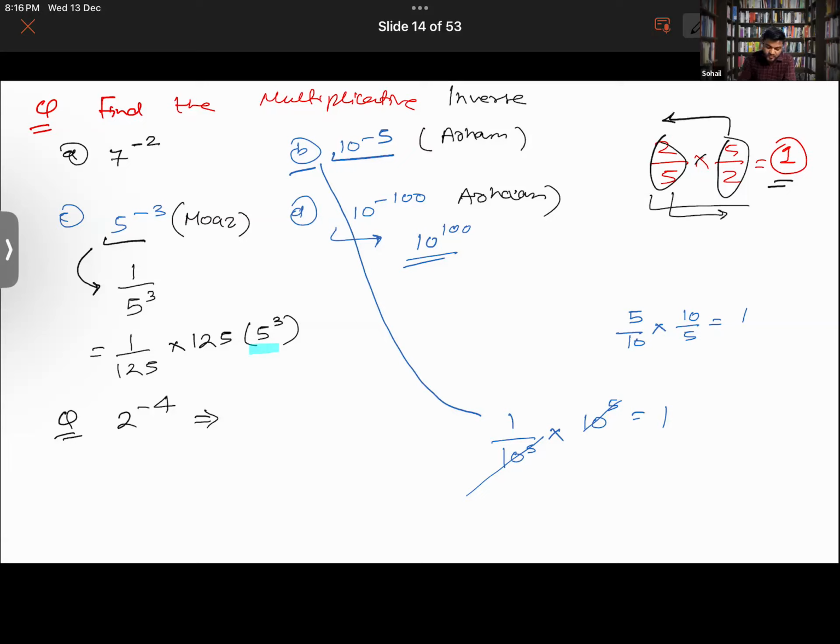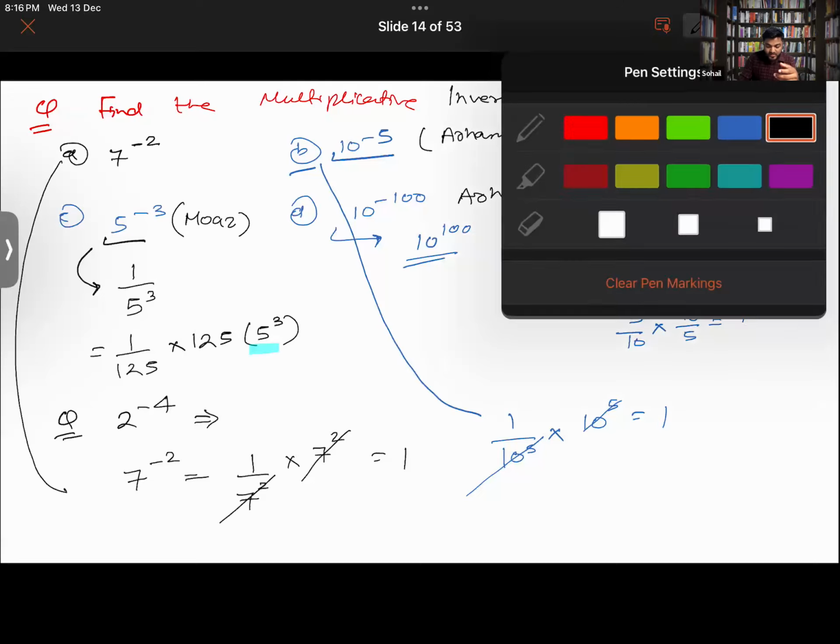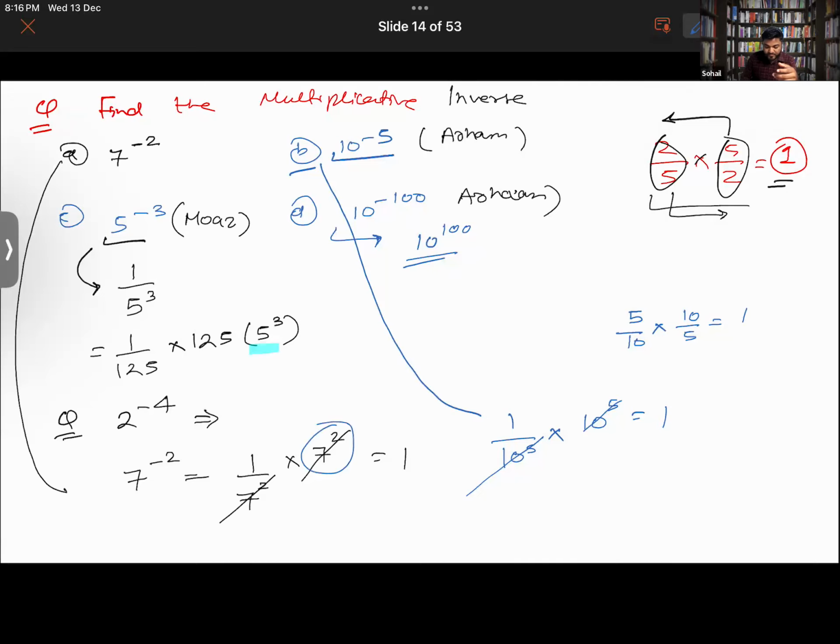Yes, sir. Now, similarly, take this one as well. 7 raised to the exponent minus 2. If I write it like this, 1 upon 7 raised to the power 2, it has to be multiplied with 7 raised to the power 2 in order to get 1, because these two will cancel each other, right? So that is the thing you guys have to do. That's what I said. You said the same thing, but in the question the answer is this. 7 raised to the power 2.